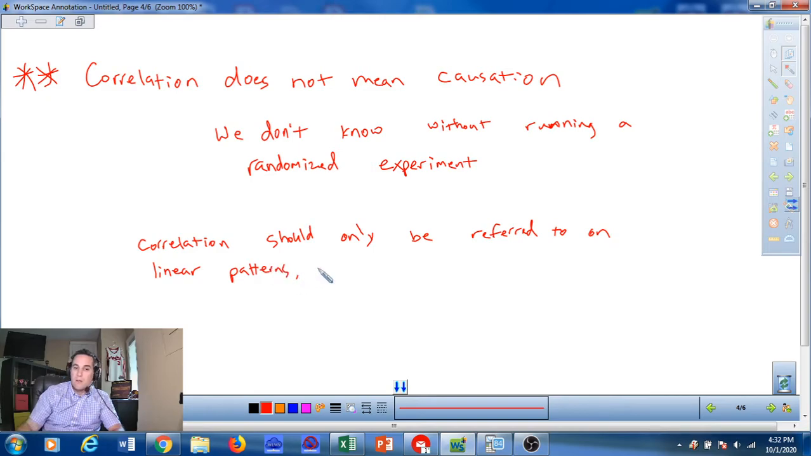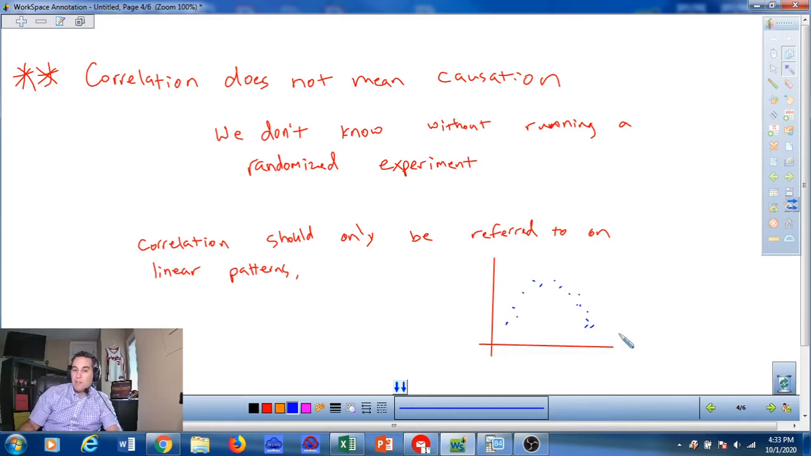Okay, it should not be on curve patterns. You should not talk about correlation. So if I give you a graph, this is a good example here. If I give you a scatter plot and it looks like this, here's your scatter plot. There's your scatter plot.